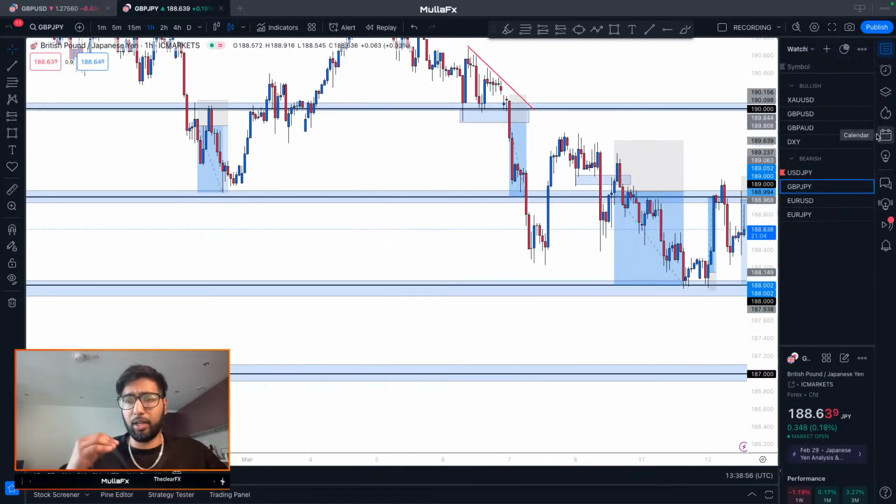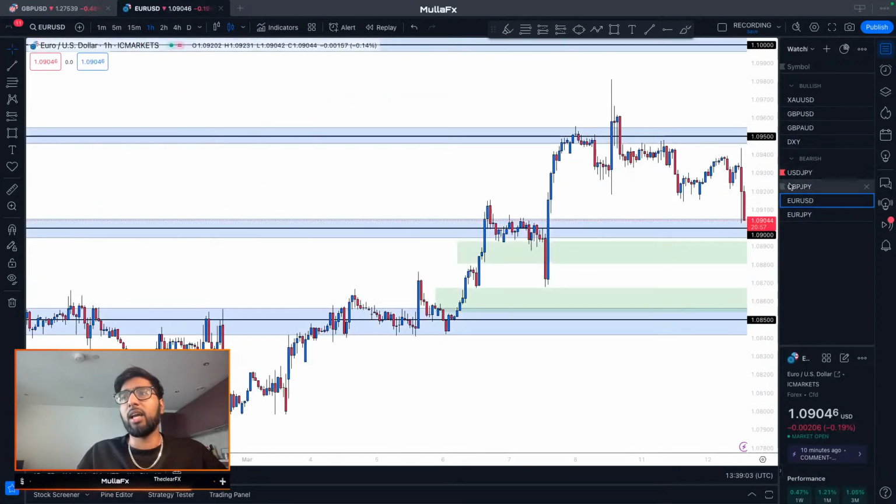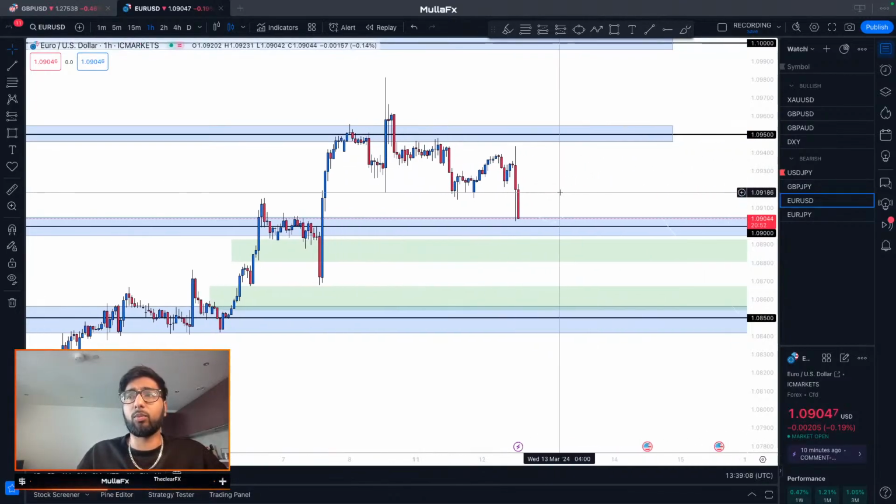I know you guys want to look at gold. We will have a look at gold, but before that, let's look at a currency pair that actually has, like this, for example, 1.09. And I was actually doing this with one of my students.